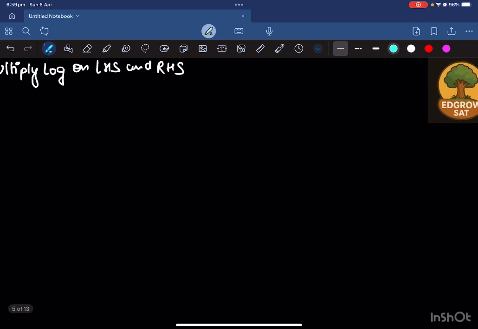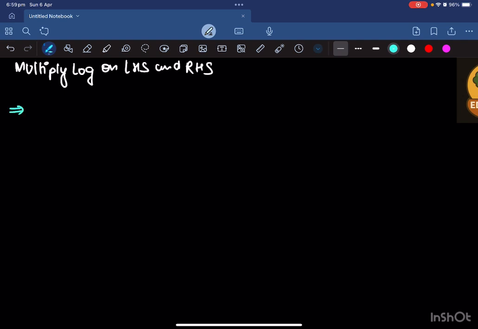Multiply log on the left hand side and right hand side. Don't go by my handwriting, my handwriting is very fast. So let's take log 160 equals log of 100 times 1.04 to the power t.